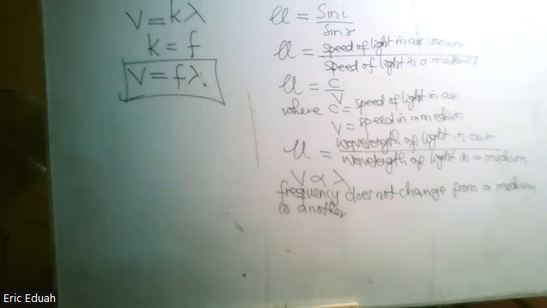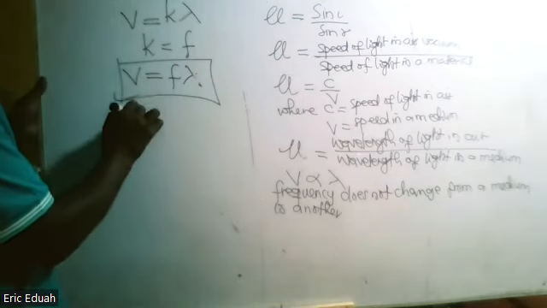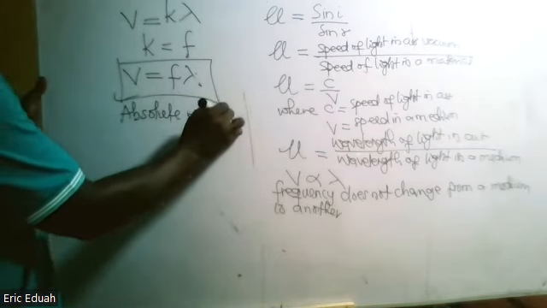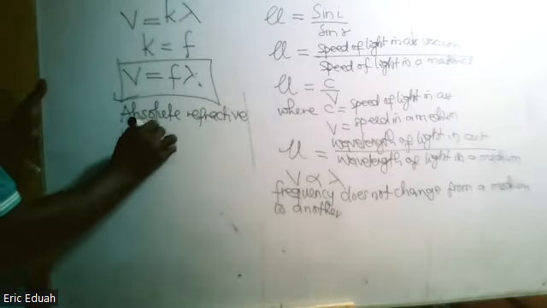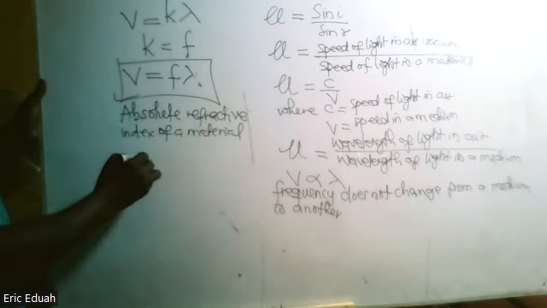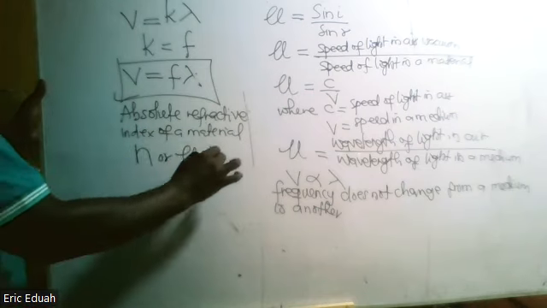Because every material, as long as A is the initial material, it becomes an absolute refractive index. All right. So that's it. Now, the absolute refractive index of a material is always greater than 1. So n or mu is always greater than 1.